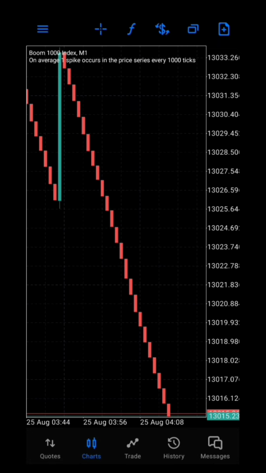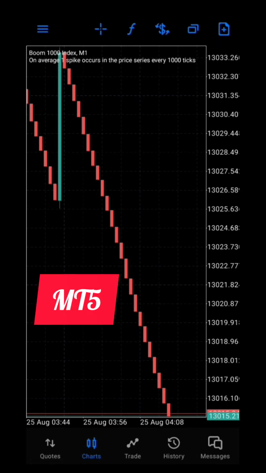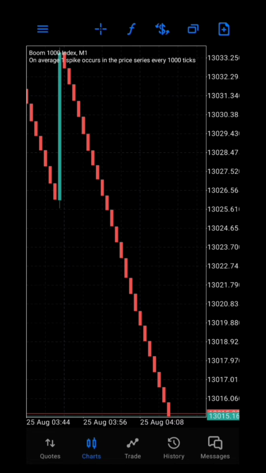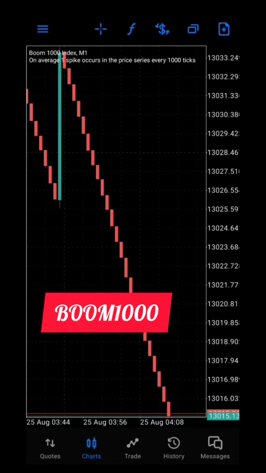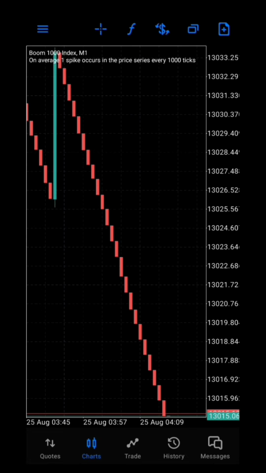So here is MT5, and this is Boom 1000. I'm actually going to teach you the strategy. I'm going to teach you how it works on boom and crash and how it works on volatility. Yes, because most times some strategies don't work exactly the same way on boom and crash and volatility. Boom and crash are actually similar, that's why I am joining them together.